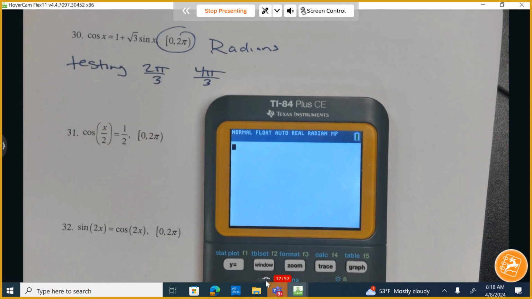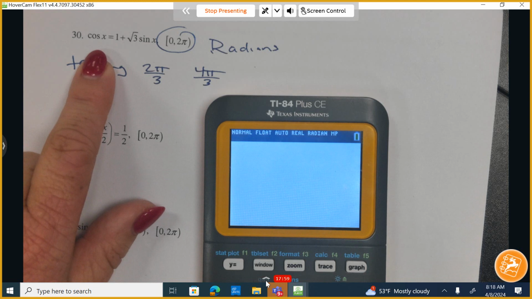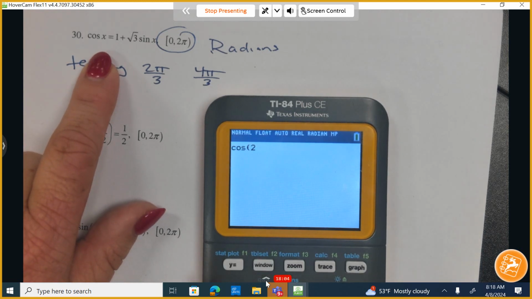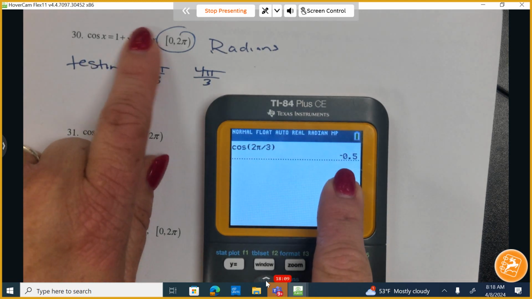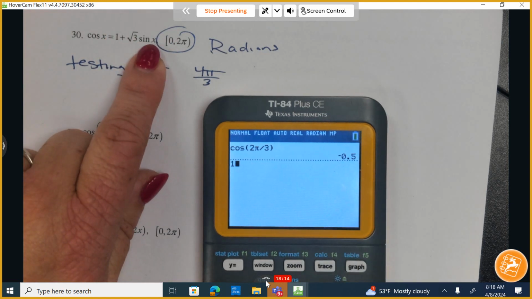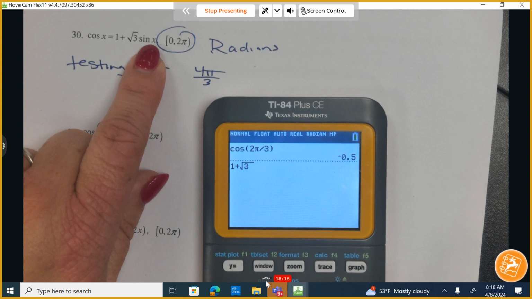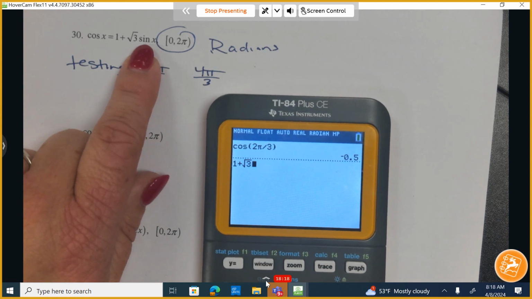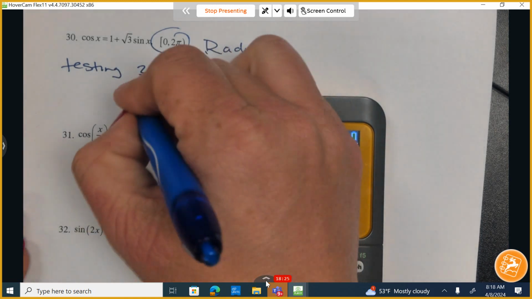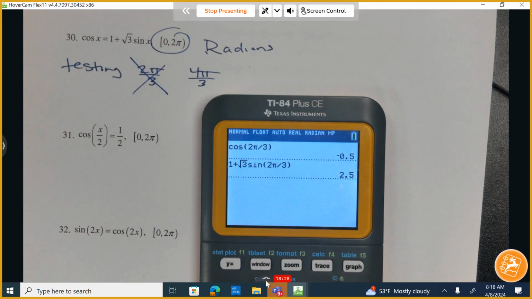I'm going to check 2 pi over 3. First, make sure again that you are in the mode of radians. I'm going to do the cosine of 2 pi divided by 3, and I get an answer of negative 1/2. So I also need to achieve a negative 1/2 when I substitute this value for x. 1 plus, please don't talk when I'm talking so those that are watching remotely can hear. And I have the sine of 2 pi divided by 3. I do not get the same value. This means this is an extraneous value. So yes, tentatively it worked when we did the algebra, but when we checked it doesn't work.